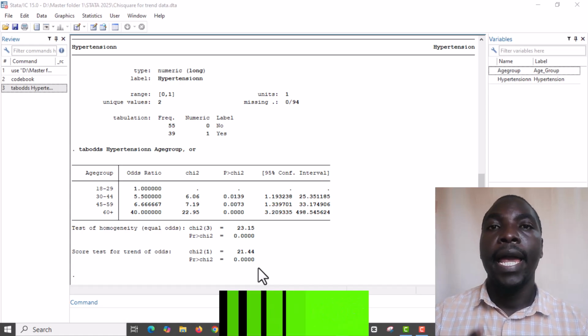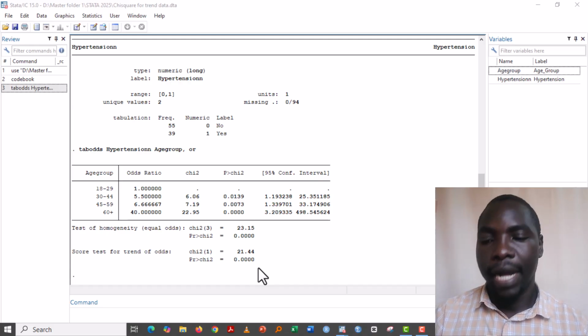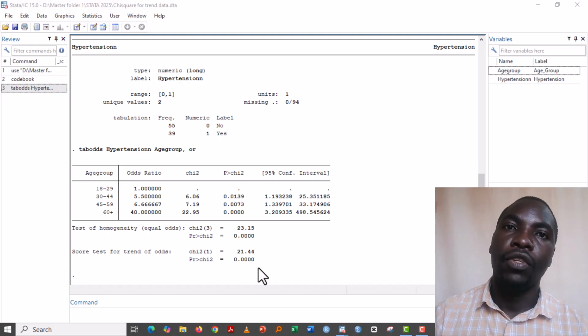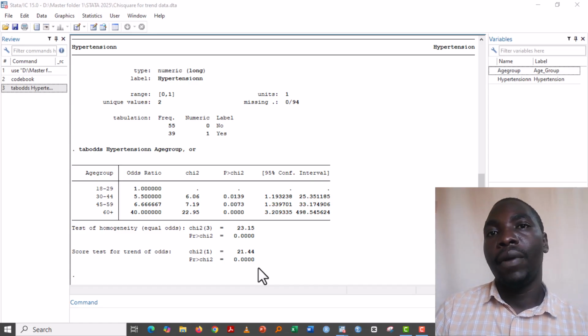So next we are going to look at a special kind of chi-square called the Mantel-Haenszel chi-square, which you can use to adjust for a third variable or a confounder.